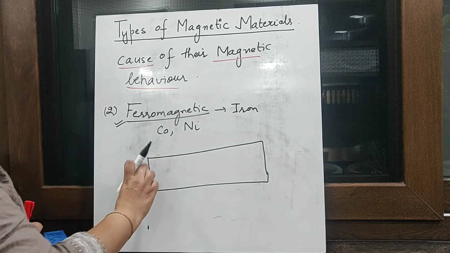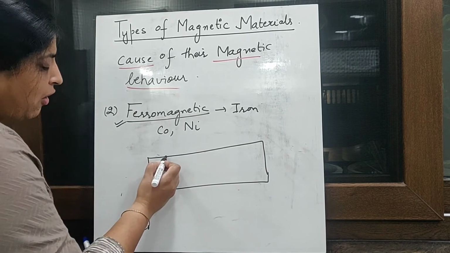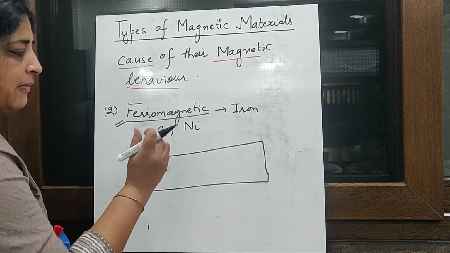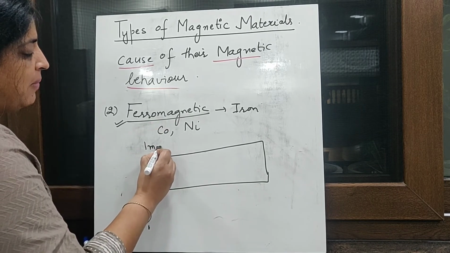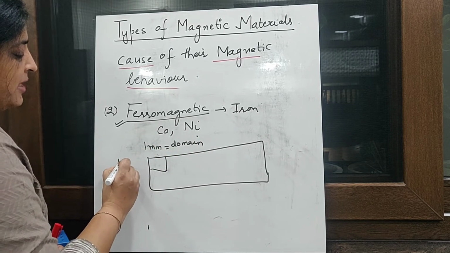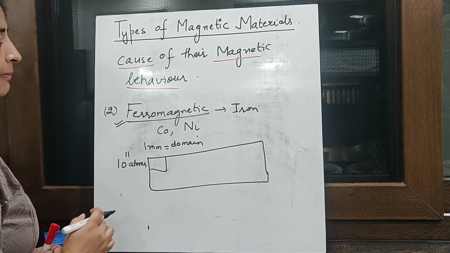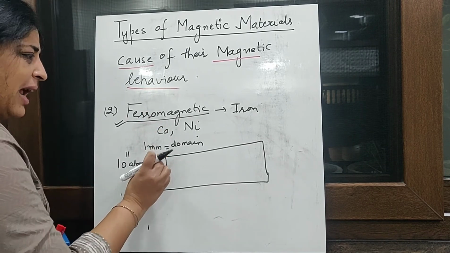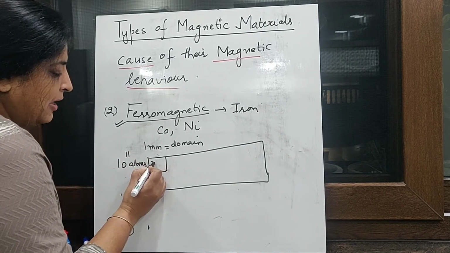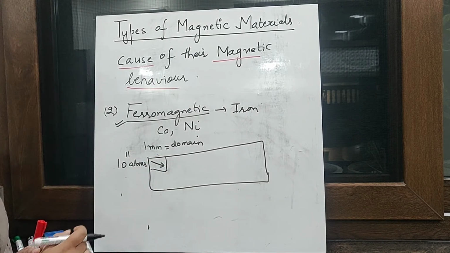So let us say that we have taken a bar of a ferromagnetic material. Now this bar will have small domains. A domain is a region. Each domain will be of 1 mm in size. There will be 10 to the power 11 atoms of the material present in the small domain. And every atom will contribute to the magnetic moment such that there will be a net magnetic moment of the complete domain in one particular direction.